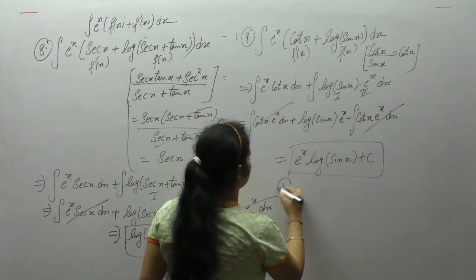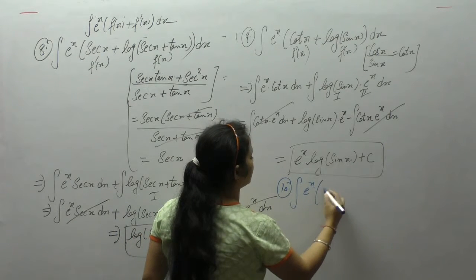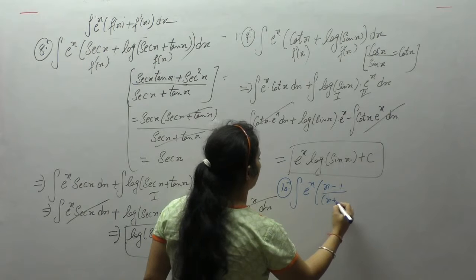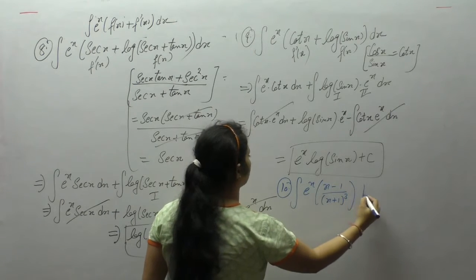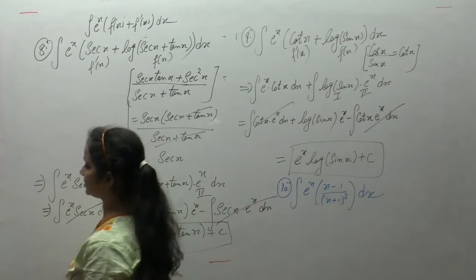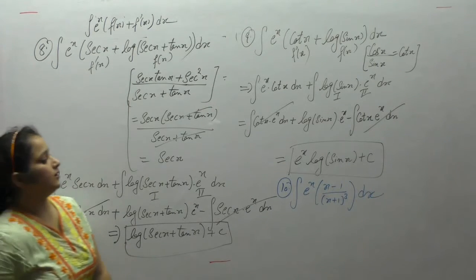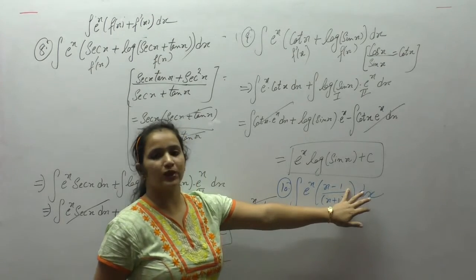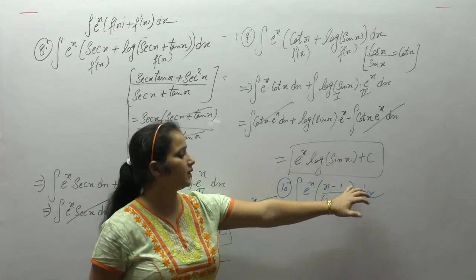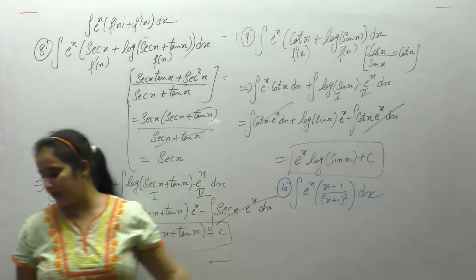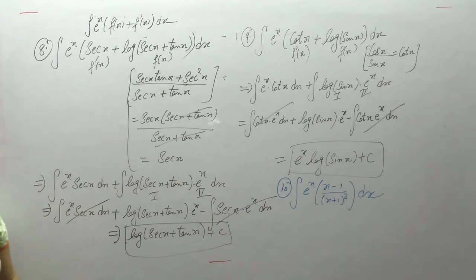Next is the integral of e^x [(x minus 1) upon (x plus 1) whole cube]. Same as this, we did a similar question earlier. Try it by yourself. What we do here is we add and subtract 1 in the numerator to make the denominator term.